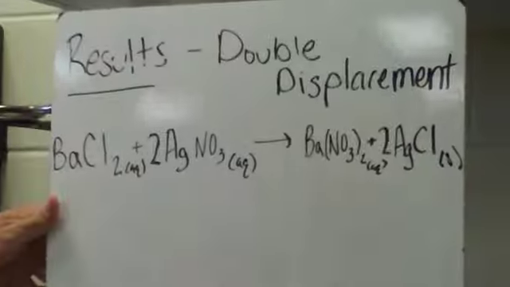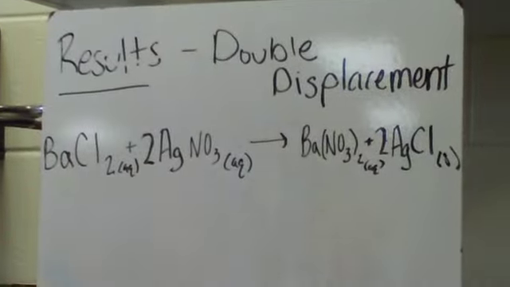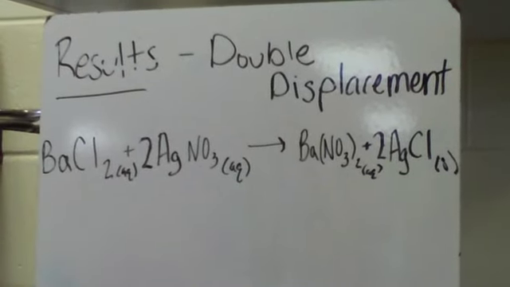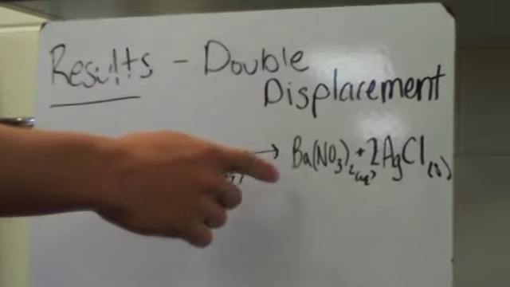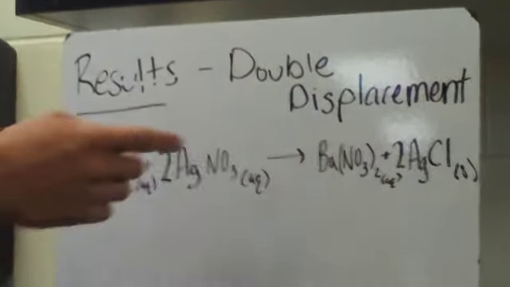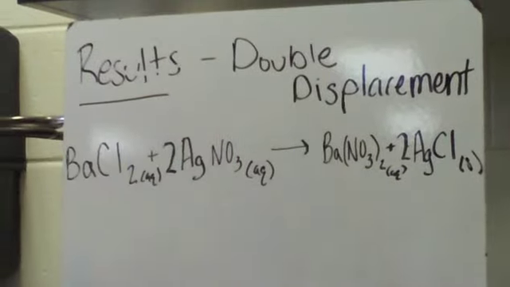Now for the double displacement reaction. Barium chloride reacted with silver nitrate. They're both aqueous solutions, forming barium nitrate and silver chloride. Silver chloride is a solid, so you can tell there's a reaction, and as you can see here, they formed a little bit of precipitate on the top.